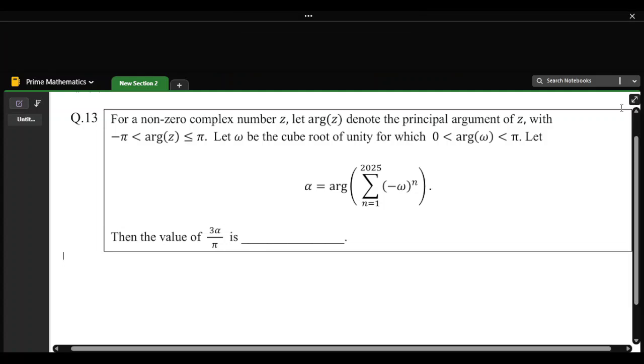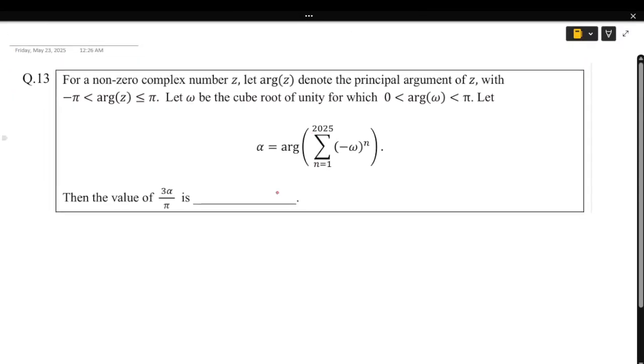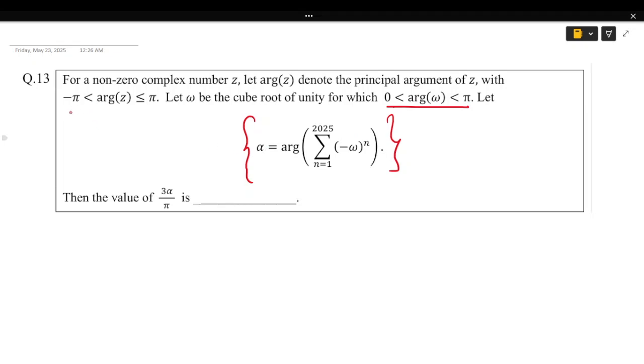Today I'm going to discuss JEE Advanced 2025 Paper 2, question number 13. Here alpha is defined like this series, where the argument of omega works from 0 to pi and the argument of z works from minus pi to pi. This is the argument of omega and this is the argument of z.